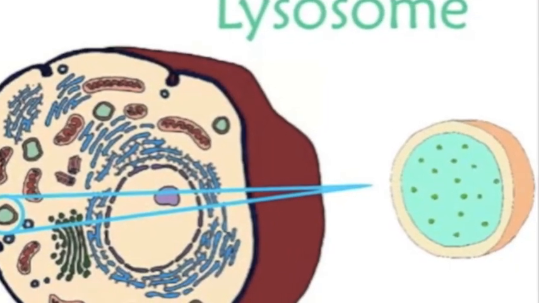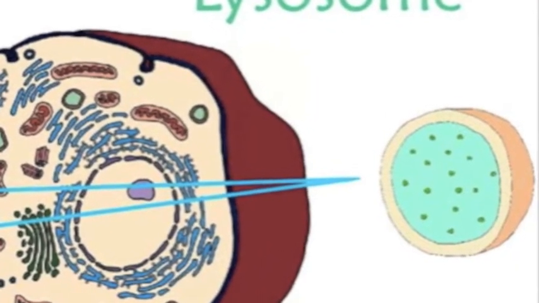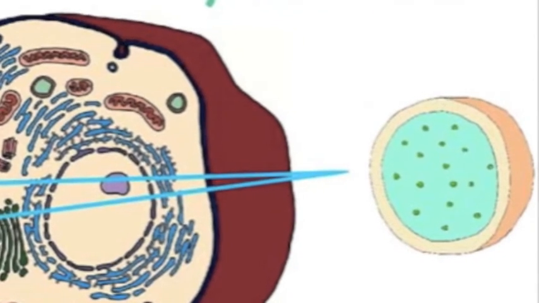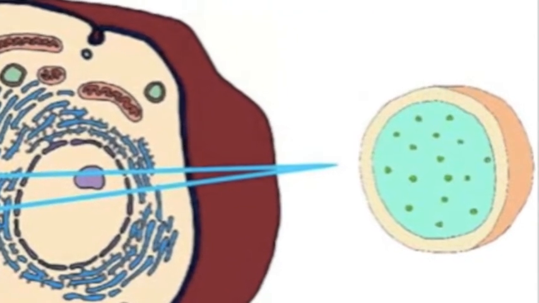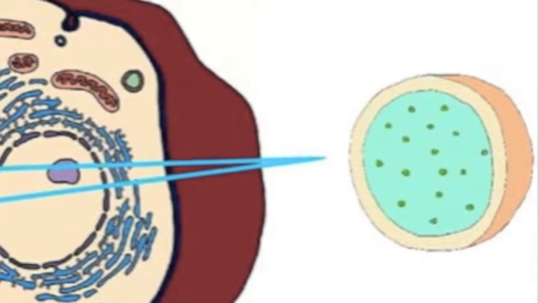Now moving on to lysosomes. Lysosomes are the same in animal cells as they are in plant cells. They digest bacteria or other organelles that are not useful.